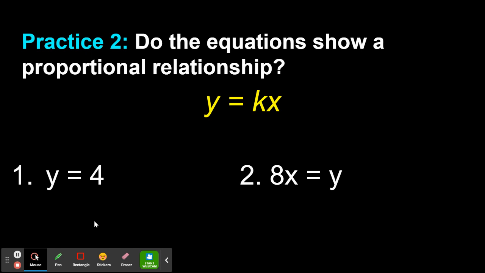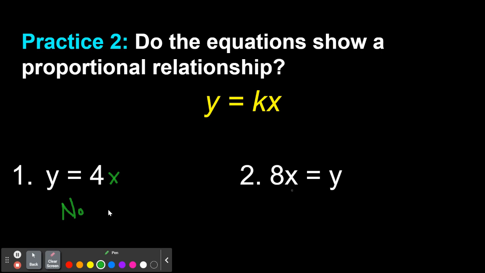All right, if you said this first one is a proportional relationship, you are incorrect. There's no x here. So it's just y equals 4, right? It needs to be in the form of y equals 4 times x. If there was an x there, now that is a proportional relationship. But as it is, this one is not a proportional relationship.